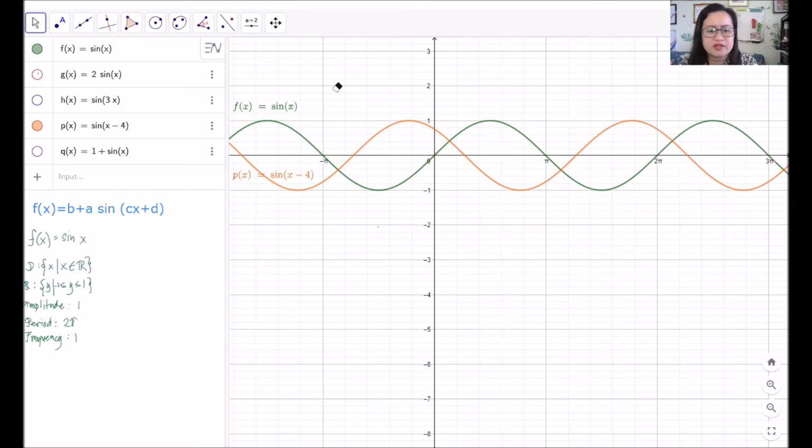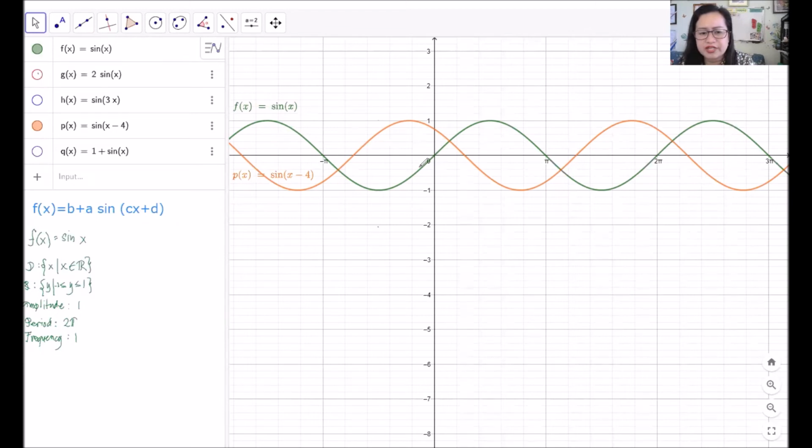Okay, so again, let's start with the domain. Okay, so the domain is still the set of real numbers. Okay, the range is still the same. The maximum value is 1. Okay, the minimum value y is -1. So that means the amplitude is the same. Okay, what about the period? So let's see if we get this.